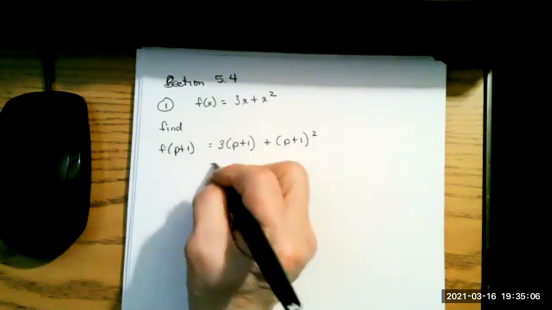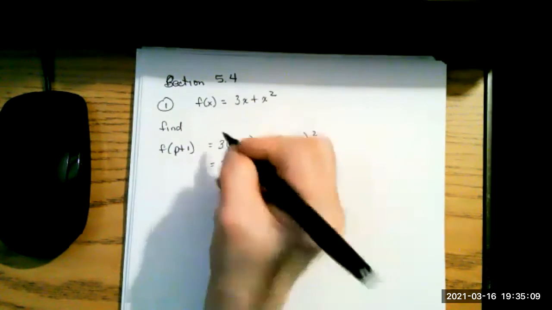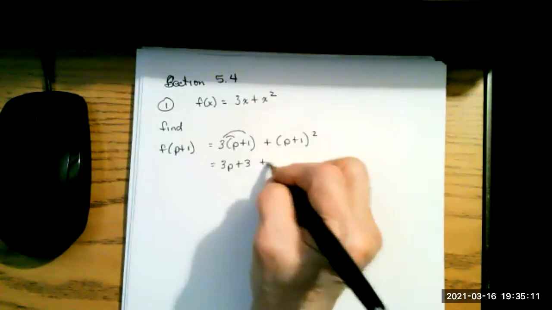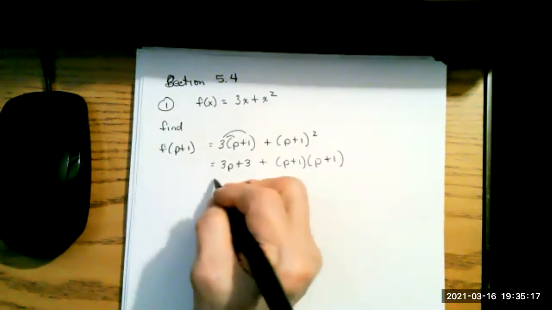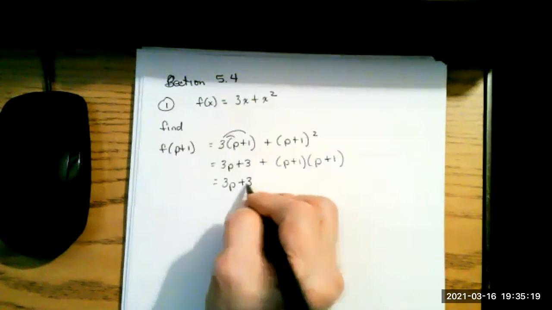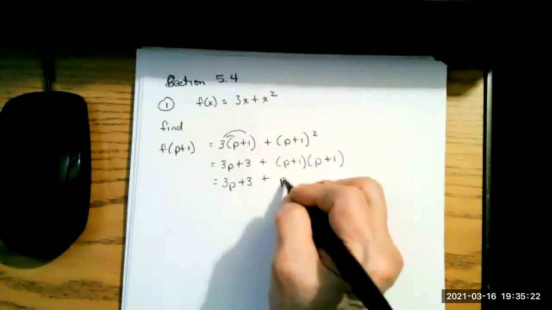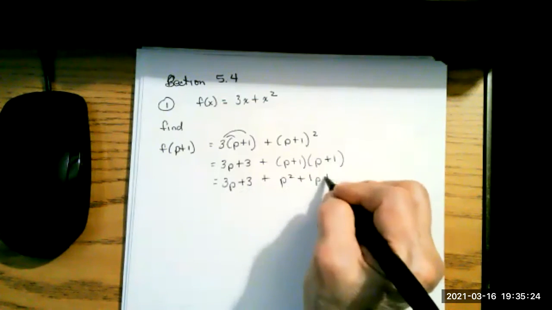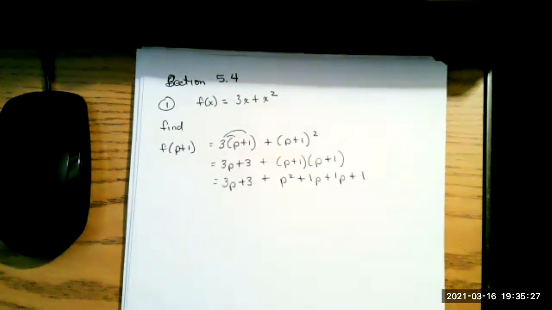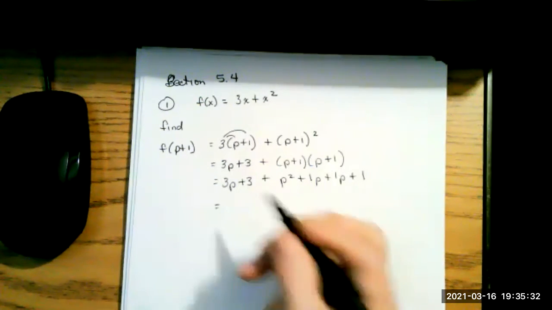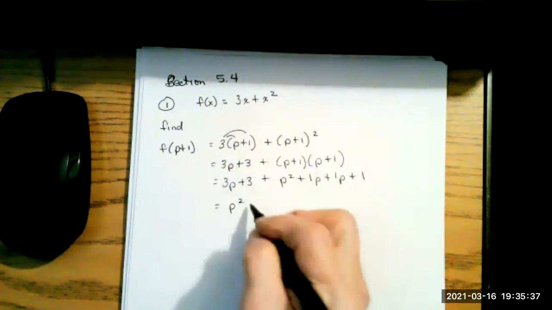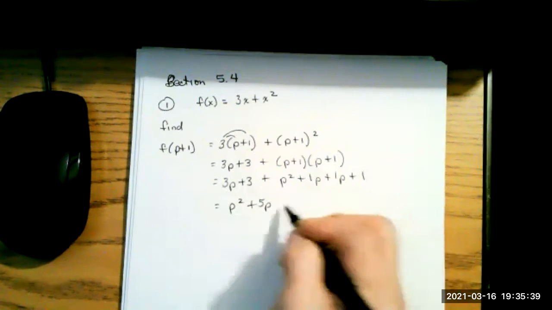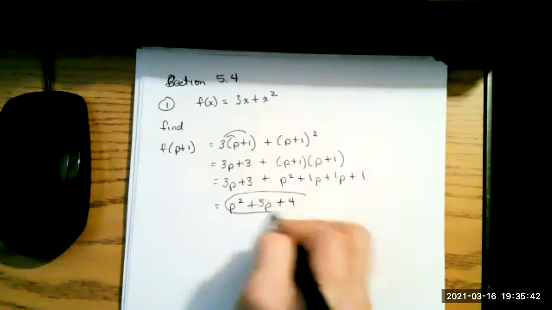Okay? So that's 3p plus 3 when I distribute the 3. And this p plus 1, you just have to write it down twice and multiply it out. There's a lot of just tedious work with this exercise, but it's not difficult to do. First, outer, inner, last is what I did on that one. So now then I have p squared, and I have 3p plus 2p is 5p, and 3 plus 1 is 4. So there's my answer.